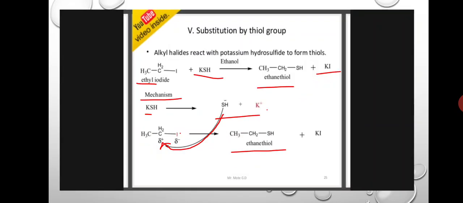Next, substitution by thiol group. Alkyl halides react with potassium hydrosulfide to form thiol. Here ethyl iodide reacts with potassium hydrosulfide in presence of ethanol and is converted to ethane thiol. Mechanism: from potassium hydrosulfide, SH minus thiol group plus K plus ion is formed. That thiol group attacks the alkyl halide carbon and forms ethane thiol.